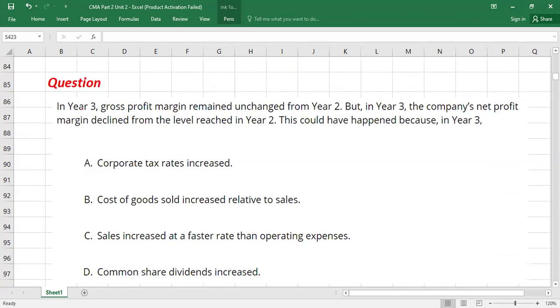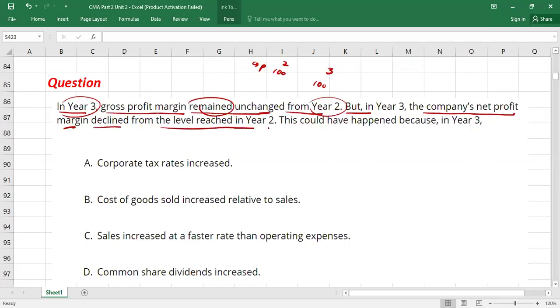So here we go. The question is, they're saying in year 3, gross profit margin remained unchanged from year 2. Let's see, if you have 2-year data, year 2 and 3, and gross profit, let's say, is $100, it is the same $100. He told you gross profit margin remained unchanged from year 2 to year 3. So it's not changing. But in year 3, what happened? The company's net profit, the last value of the income statement, declined from the level reached in year 2.